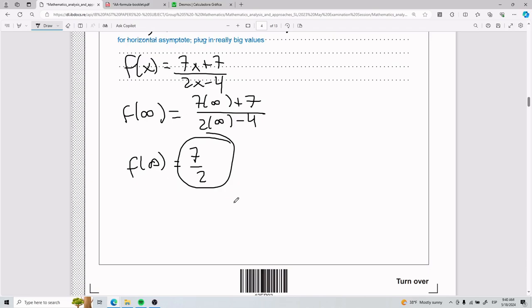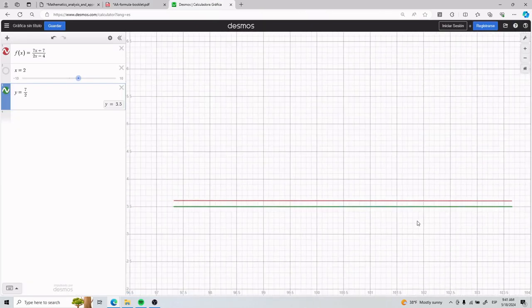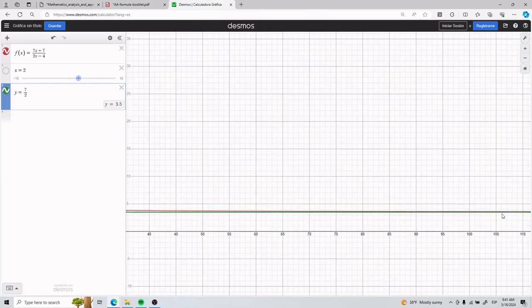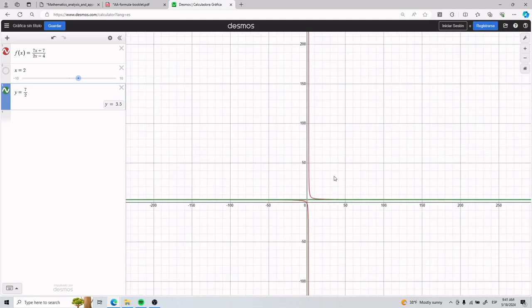I know it's kind of whack to plug in infinity, but I just used it as an idea. You're plugging in a very big number, and so once you plug in a very big number, this and this is irrelevant. That's the whole point, because you're going way out in your function, way out to the right, and the 7 over 4 just doesn't matter at that point. So that gives you a green line very close to the red one, and that is the equation you want.